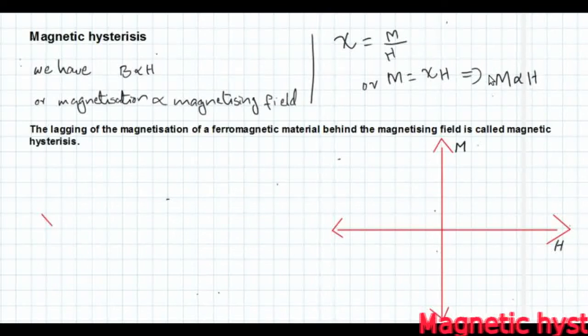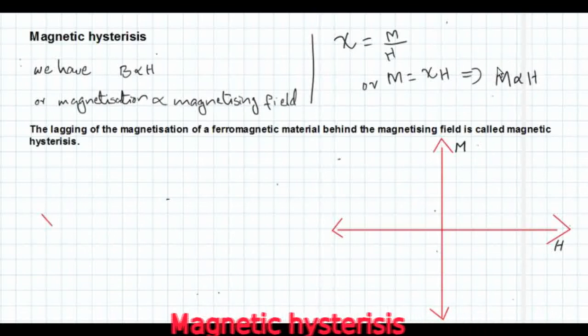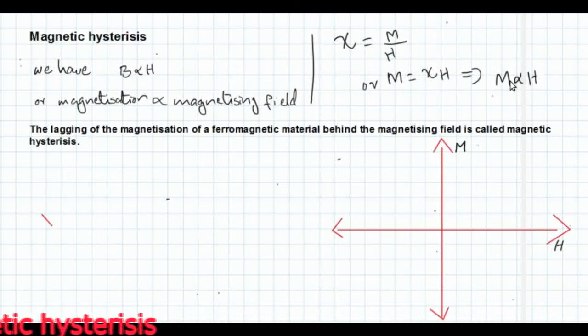That means the magnetization of the ferromagnetic material placed in a magnetizing field should be proportional to the intensity of the magnetizing field. If we increase the intensity of the magnetizing field, then the ferromagnetic material placed in this magnetic field should be exposed to more magnetization. That is the meaning of this relation. But practically what happens can be shown using a graph.